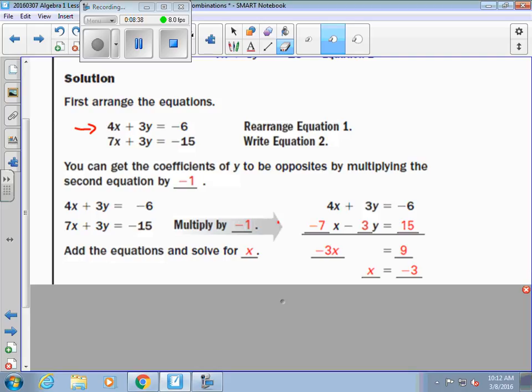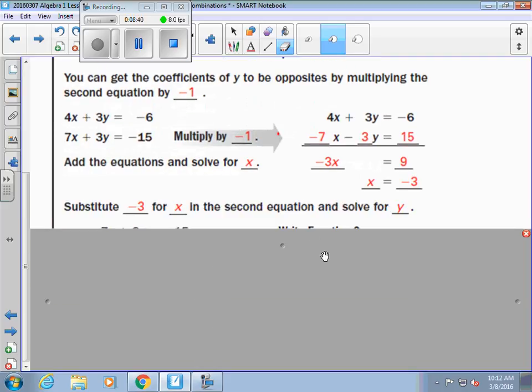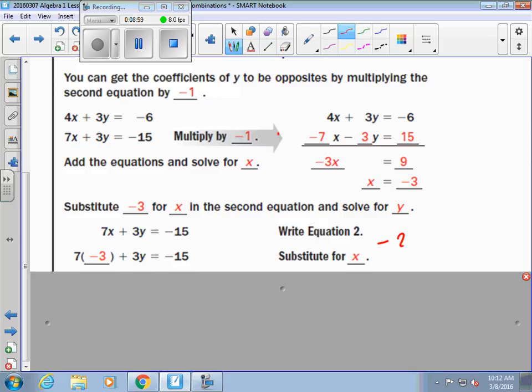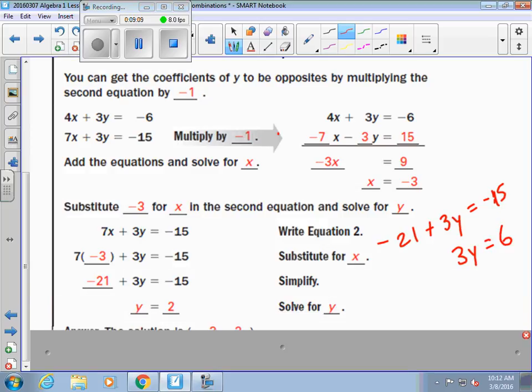Once you got that, plug it back in or substitute it back in to one of the equations. It says to substitute it back into equation number 2. So instead of 7 times x, 7 times negative 3, plus 3y is equal to negative 15. 7 times negative 3 is negative 21. So they probably left this next step off. Negative 21 plus 3y equals negative 15. Add 21 to both sides, and you get 3y is equal to 6. And divide by 3 on both sides, and you get y's value equal to 2.